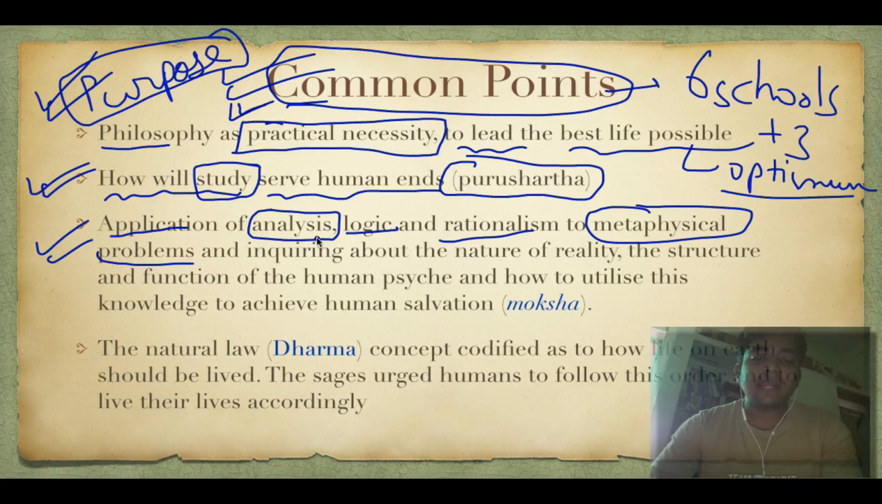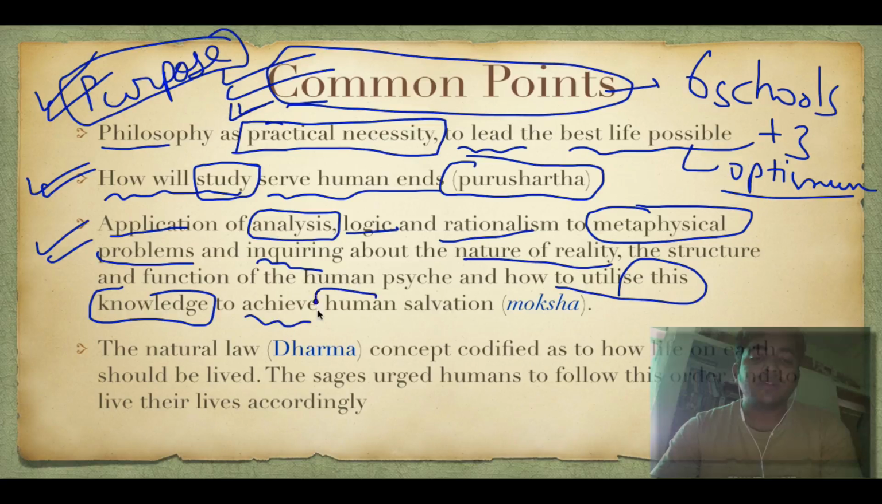And after applying LAR, that is logic, analysis, and rationalism, to metaphysical problems and inquiring about the nature of reality, they also used to determine the structure and function of the human psyche and the relationship between them, and how to utilize this knowledge to achieve human salvation, also called moksha.